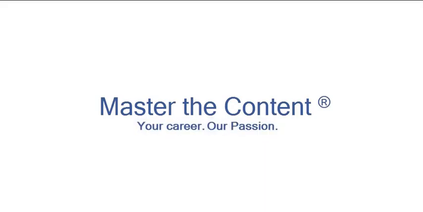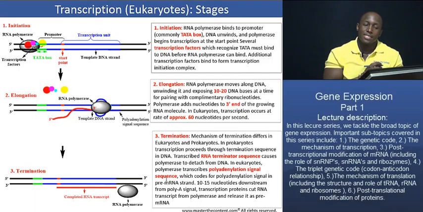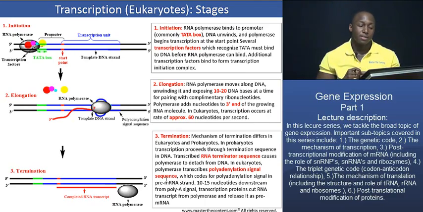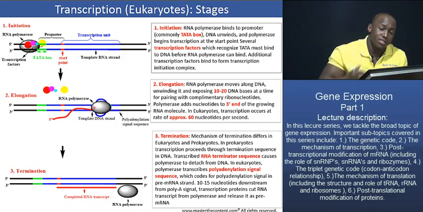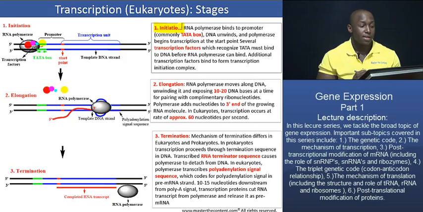Your career, our passion. So what this slide does, it gives you a nice diagrammatic representation of the transcription of a gene. Now, I'm talking about transcription specifically in eukaryotes because remember, as I said, prokaryotic organisms do not need any assistance. They do not need any help when it comes to binding to DNA to begin transcription, but eukaryotic cells do.